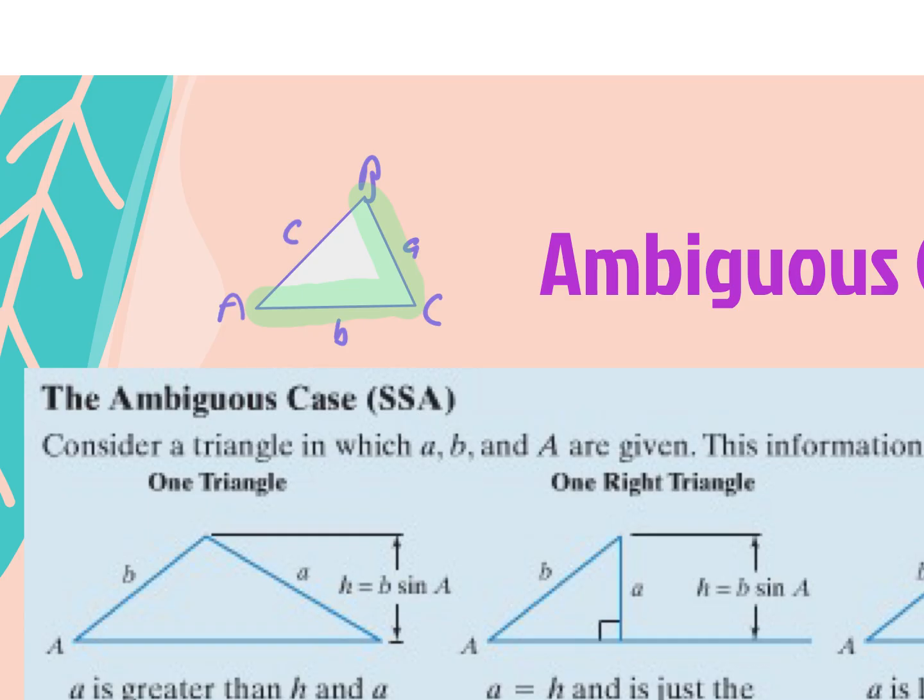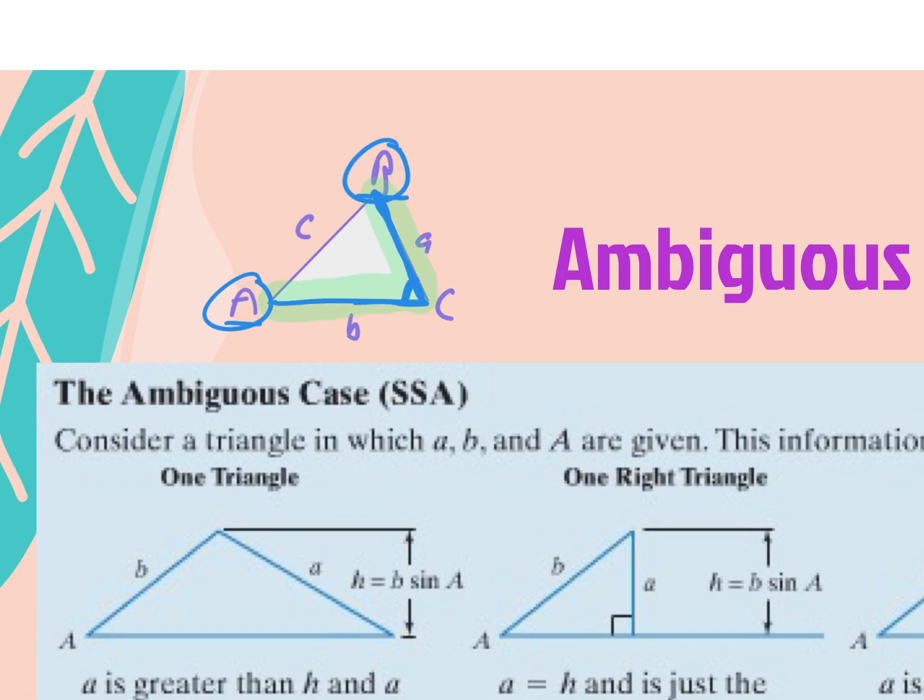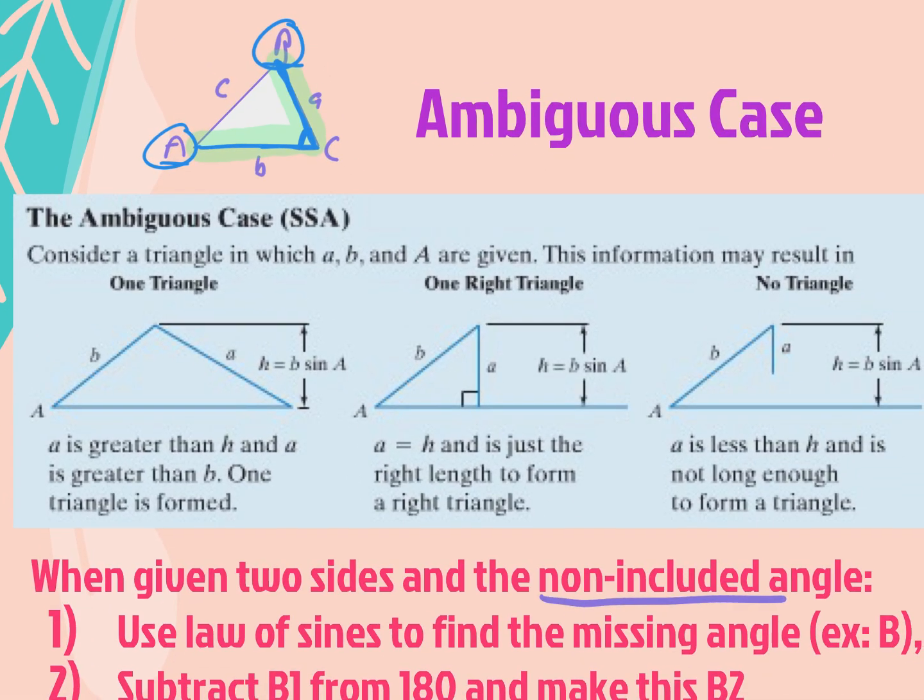Okay, B and A, right? C is the only one that is an included angle, right? It's included between the sides A and B, right? A and B are non-included angles because they are not between those two sides. All right, so anytime you have a non-included angle, so B, or A, then you're going to have to check for the ambiguous case. I'll show you guys how to do it.